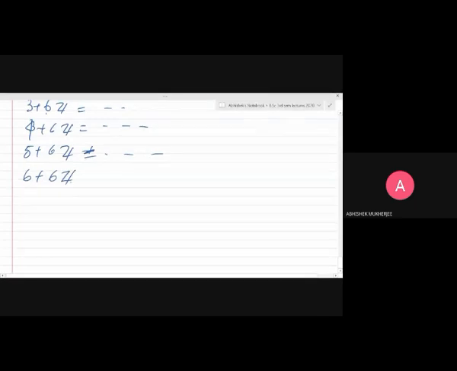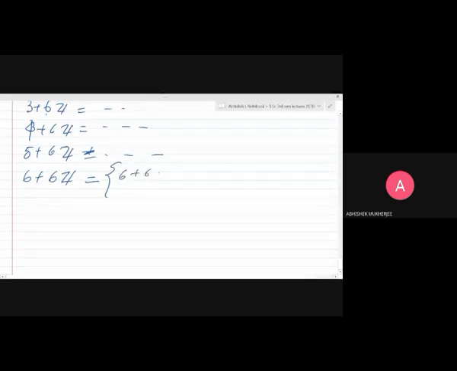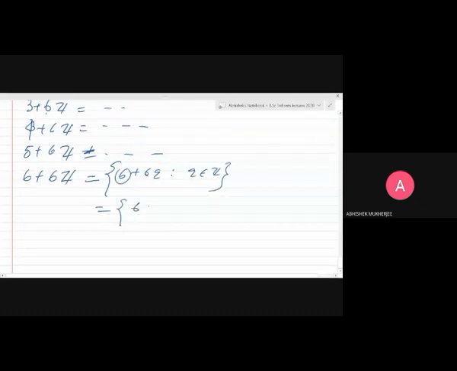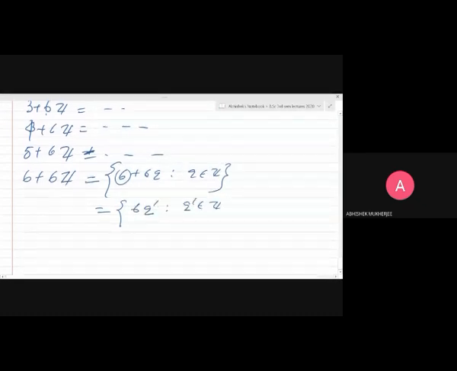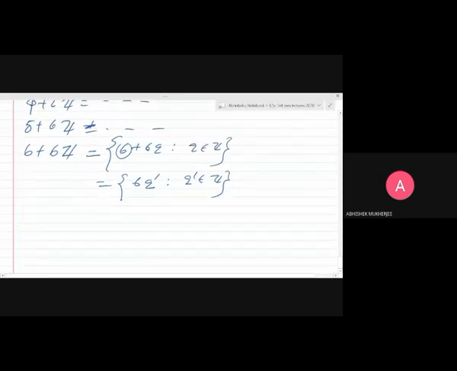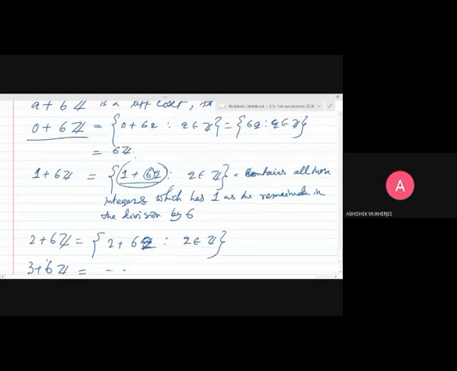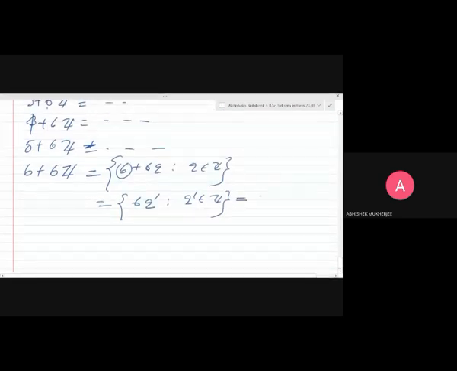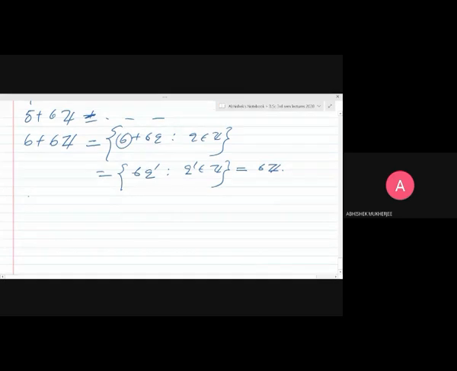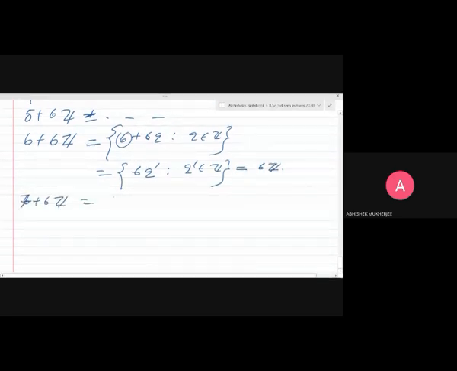And now you come to 6 plus 6Z. What does this coset represent? So it contains all those integers of the form 6 plus 6q, q belongs to Z. That means since it is 6, you can take the common factor. So it is 6q dashed, where q dashed belongs to Z, right? So again, it turns out to be the first coset, 6Z. So 6 plus 6Z gives you the first one again. And if you keep moving, 7 plus 6Z will be equal to 1 plus 6Z. 8 plus 6Z will be 2 plus 6Z, and so on. Right?